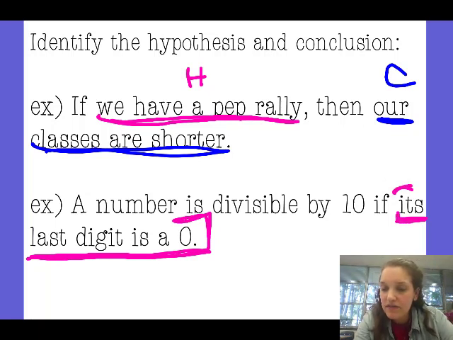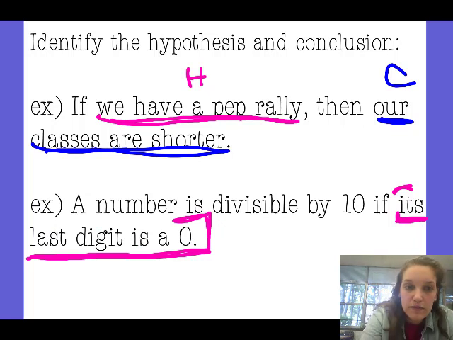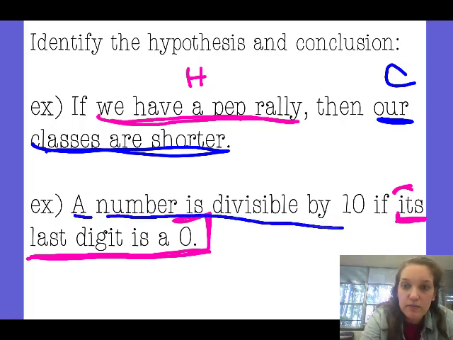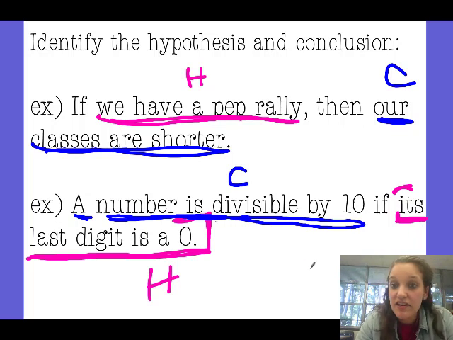So if you're starting with the hypothesis, what is it referring to? The hypothesis would be a number's last digit is a 0. And then the conclusion would be the number is divisible by 10. That's the conclusion. So always look for the if. The stuff after the if, even if it's at the end of the sentence, is the hypothesis.